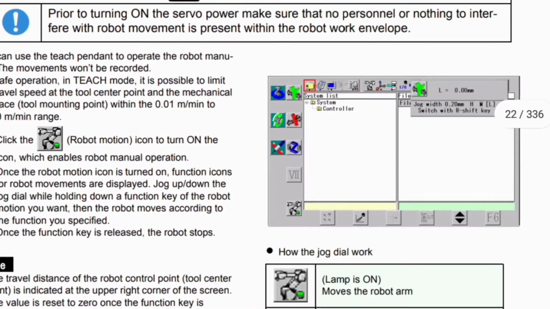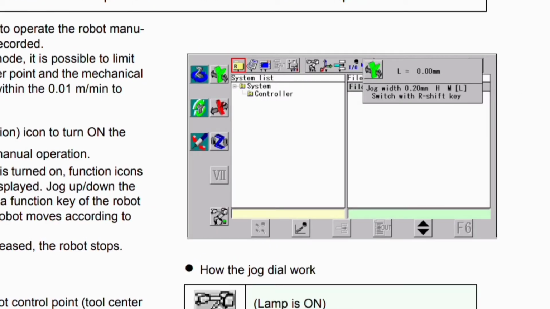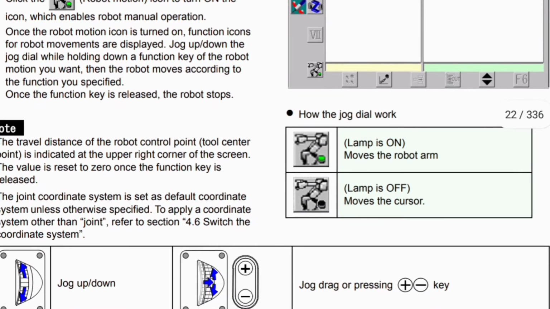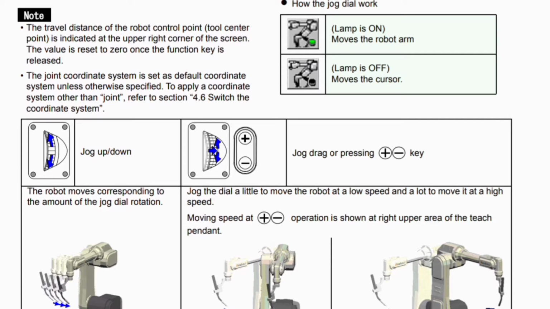You can see all this procedure in this image. System list, system controller, jog width 0.20 mm, HML switch with R shift key. All these icons are present in this image. Now next is a note. Here is a very important note. The travel distance of the robot control point, tool center point, is indicated at the upper right corner of the screen. The value is reset to 0 once the function key is released.